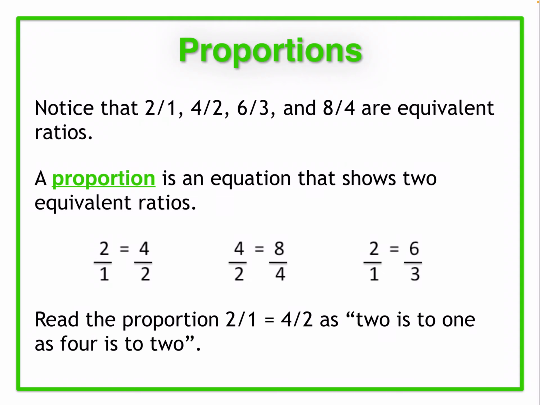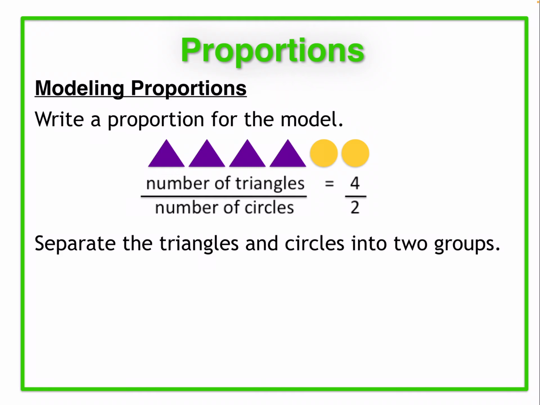So, modeling proportions. Write a proportion for the model. We have this model where we have 4 triangles and 2 circles. So the rate here will be number of triangles to number of circles, that means 4 to 2. If we separate the triangles and circles into 2 groups, we will have 2 triangles and 1 circle in each of the groups. So a proportion shown by this model will be 4:2 as 2:1.